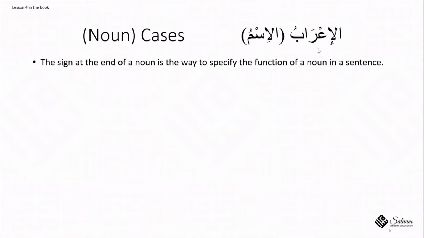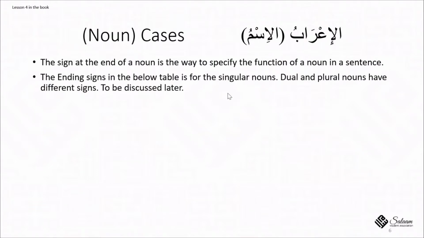So that's why it's called al-i'rab. Al-i'rab means putting your word or your noun into a proper tashkil at the end, or into a proper ending, so that the sign at the end will be proper to its position, and the sentence will make sense. So what we are going to discuss today is only about the singular nouns. The dual and the plural have different signs, but we are going to discuss the basic positions or the basic cases that you can have as a noun.